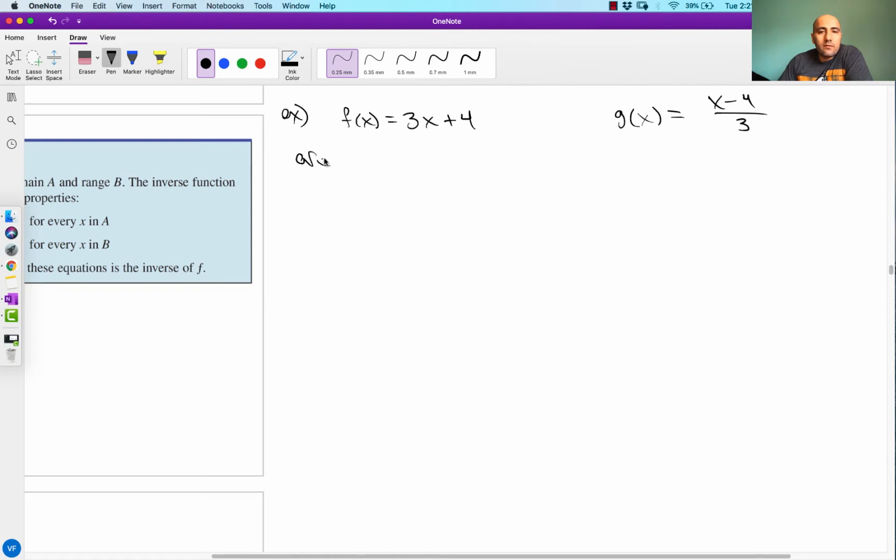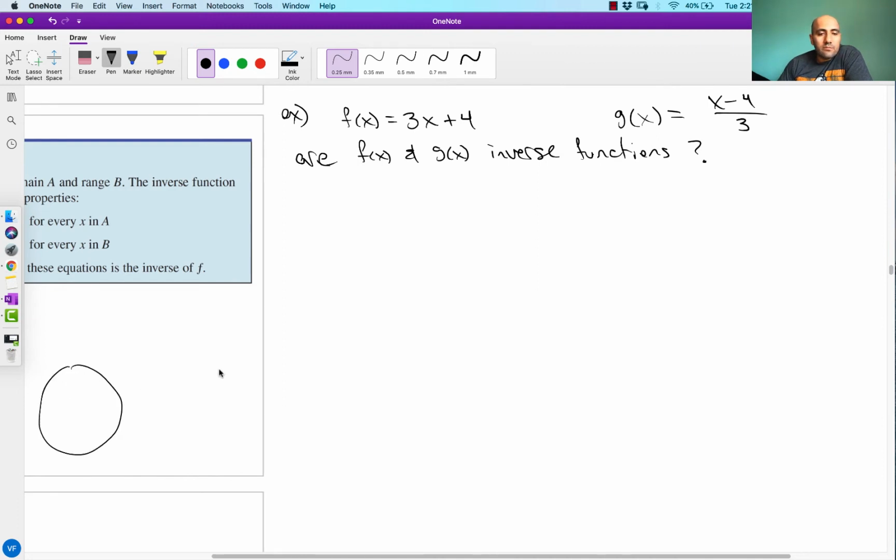Are f of x and g of x inverse functions? Okay, so what we want to do is take some value in the domain, plug it into this f function, and that'll lead to some value in the range, right?